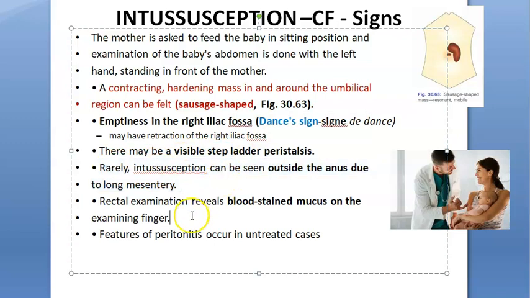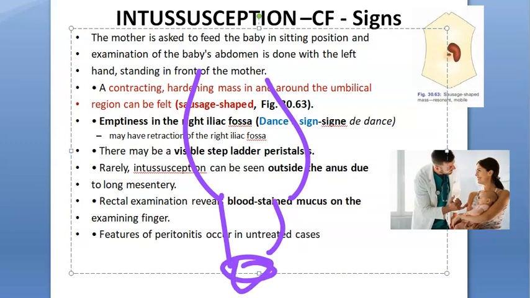And rarely intussusception can be seen outside the anus due to long mesentery. Oops, this just became so complicated. If it has gone all the way, it can come out of the anus due to long mesentery. So it has such a long mesentery that let us say this is the rectum and here's the anus and this is your sigmoid colon, let's say.